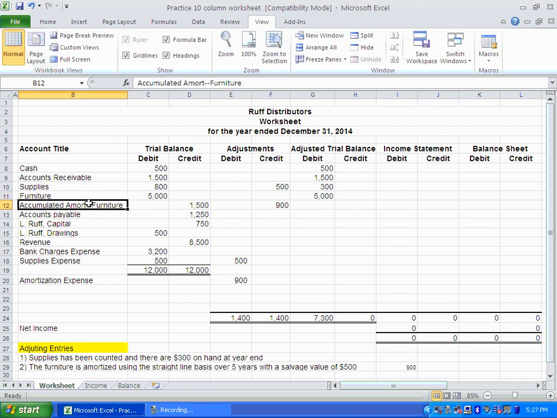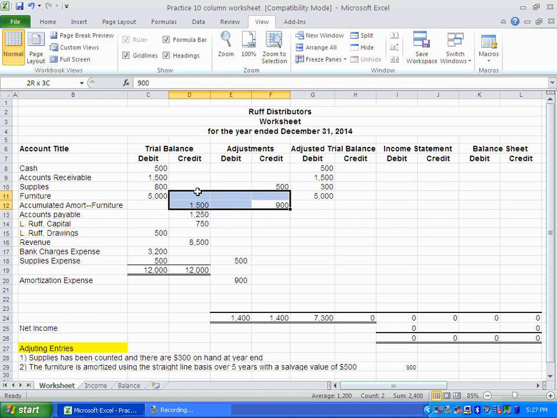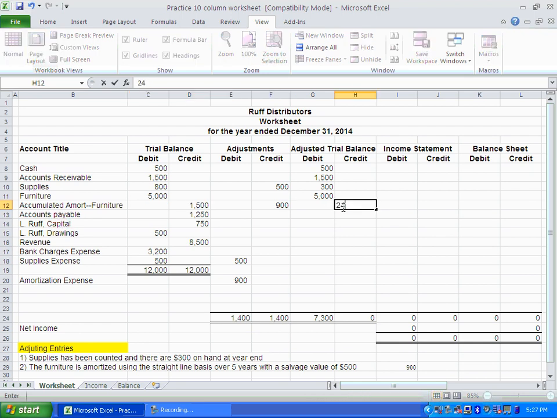Then we come to accumulated amortization. Well, we do have an adjusting entry for this because we made one already. We have a credit balance of $1,500 and we're crediting it for $900 more, which gives us $2,400. Okay, accounts payable wasn't affected, so that's a credit balance for $1,250. LRF capital gets $750. Drawings gets $500 because there's no effect on it. Revenue is $8,500. Bank charges is $3,200.